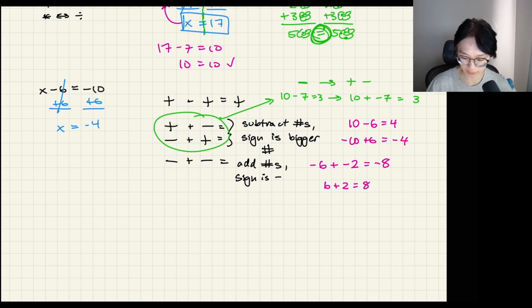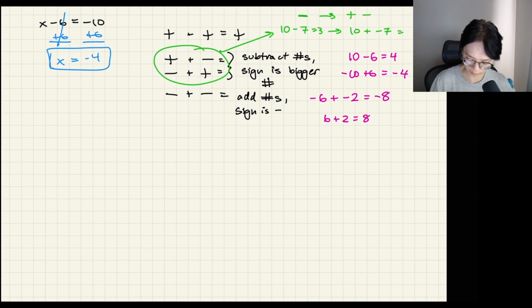So anyway, back to the problem. X equals negative 4 here. Try another one real quick.